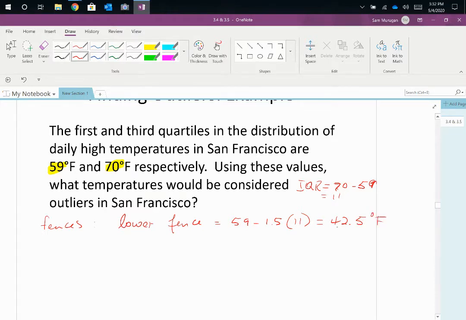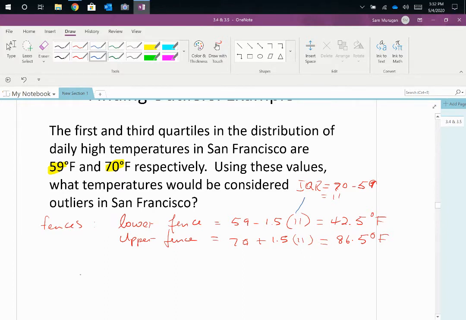Fahrenheit. And then the upper fence would be 70 plus 1.5 times the IQR, times 11. On the calculator, we get 86.5 degrees Fahrenheit. Recall what we're doing here: this is the IQR times 1.5. That's the IQR right there.